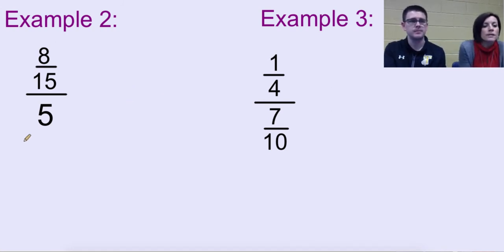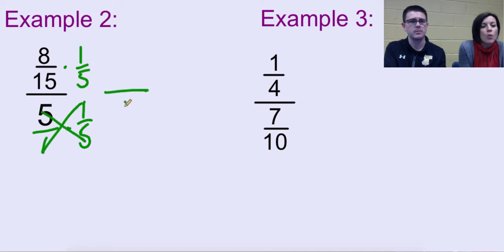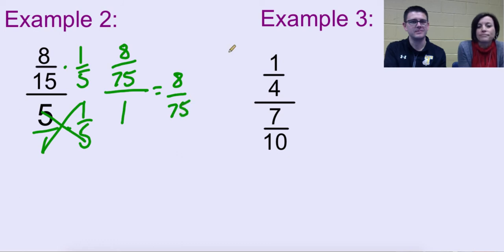So 8/15 divided by 5/1. We're going to multiply numerator and denominator by the reciprocal of 1/5. So that cancels out our denominator. We now have a denominator of 1. 8/15 times 1/5. I get no cross simplifying again. 8 times 1 is 8, and 15 times 5 is 75. So we have 8/75 of something.